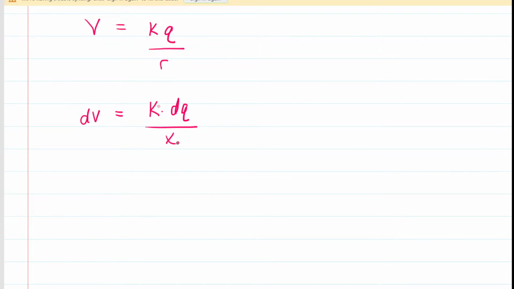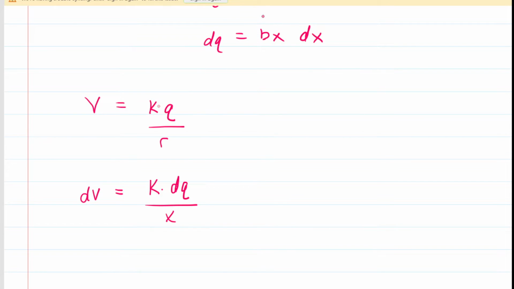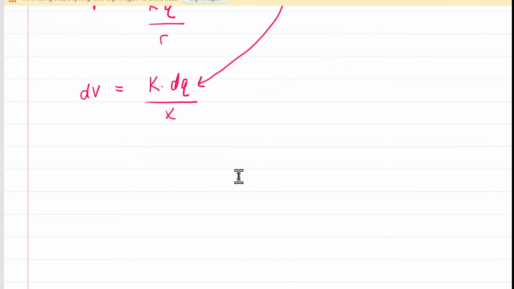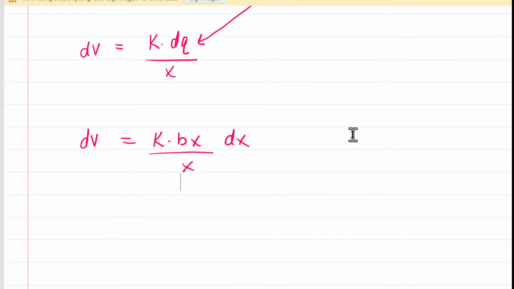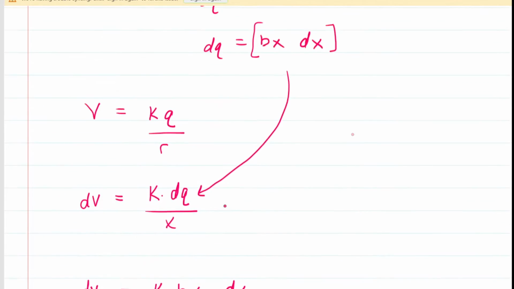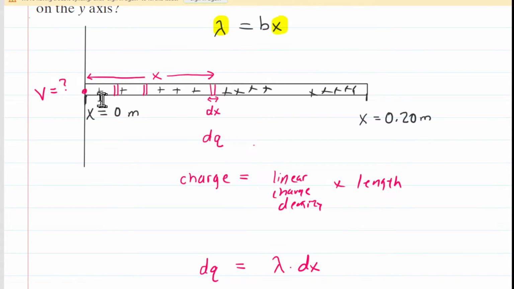Now, fortunately, we developed a few moments ago the expression for dq. We're going to sub in that bx dx in for dq. And this is our expression for the electric potential contributed by that tiny little differential element at the origin. But we don't want the electric potential contributed by just one tiny little charge element. We want the electric potential contributed by all of them. Remember, there's essentially an infinite number of charged elements lined up across this little rod-like structure.